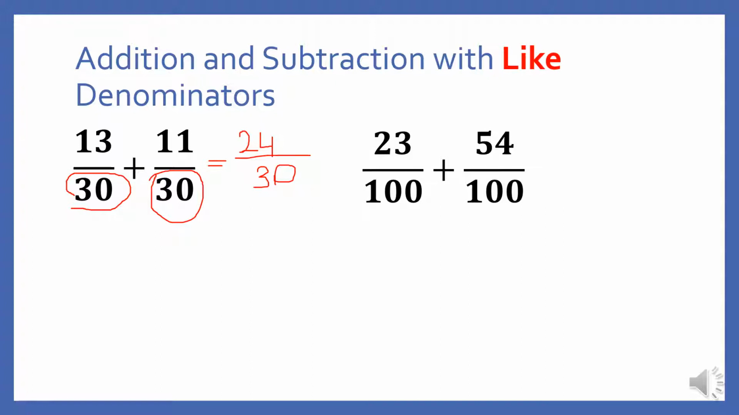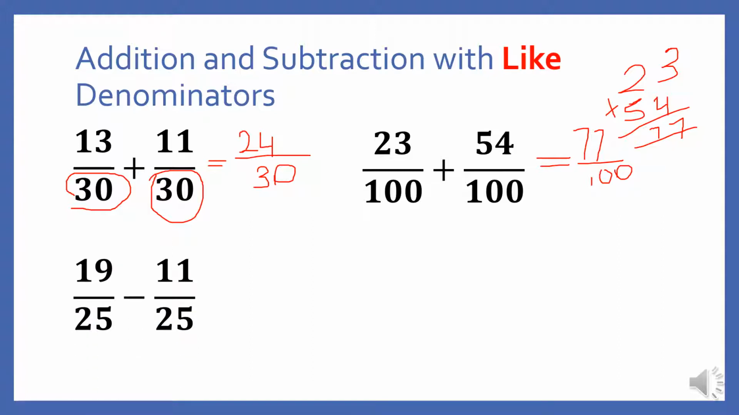We have 23 over 100 plus 54 over 100. Again, we must look to see if we have common denominators. And if we don't have common denominators, then we need to find the LCM. But as we can see here, we have common denominators. So all we need to do is add our numerators. 23, and no guessing. Go to your working column, write your numbers down, and get your answer. Okay, 3 plus 4 is 7. And 2 plus 5 is 7. So we are getting 77 over our denominator of 100.